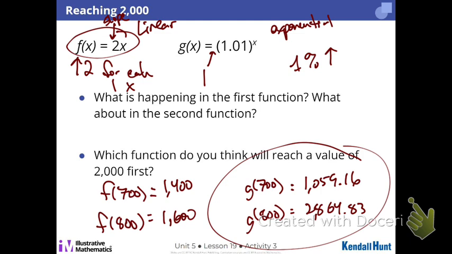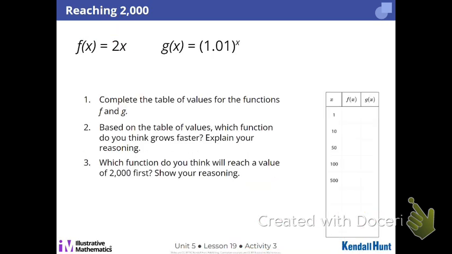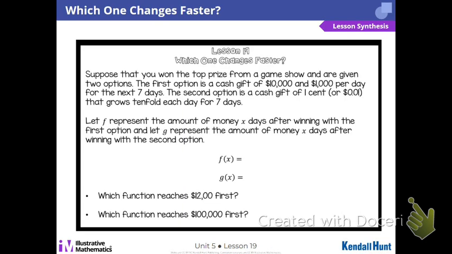Which one grew faster to start? Yeah, because 1% of 1 isn't much, is it? So f of x was growing 2, 4, 6, 8. It'll take a while to catch up. But then once g catches up, bye-bye. Way more. There's the table you could have used. We kind of already talked about all that.